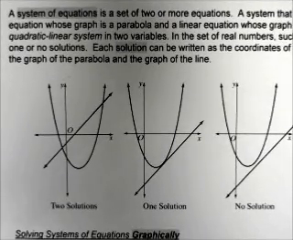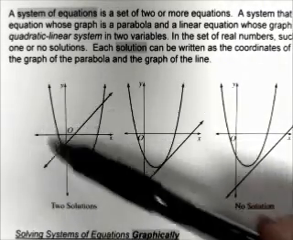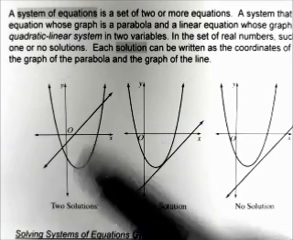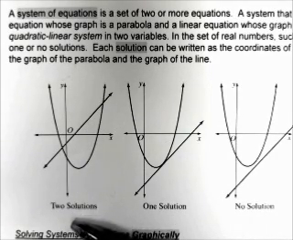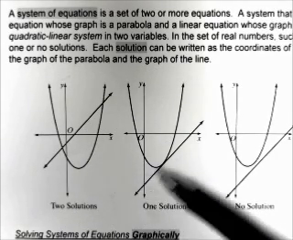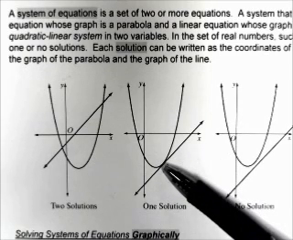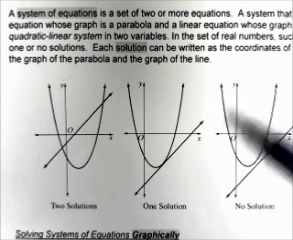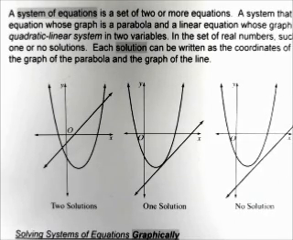So here we just have an example. Three diagrams. We have a parabola and the intersection of a line. They intersect at 2 points, so you would have two solutions. In the next diagram, a parabola and our line intersect at just 1 point, so there would be one solution. And where the parabola and line do not intersect at all, there would be no solutions.